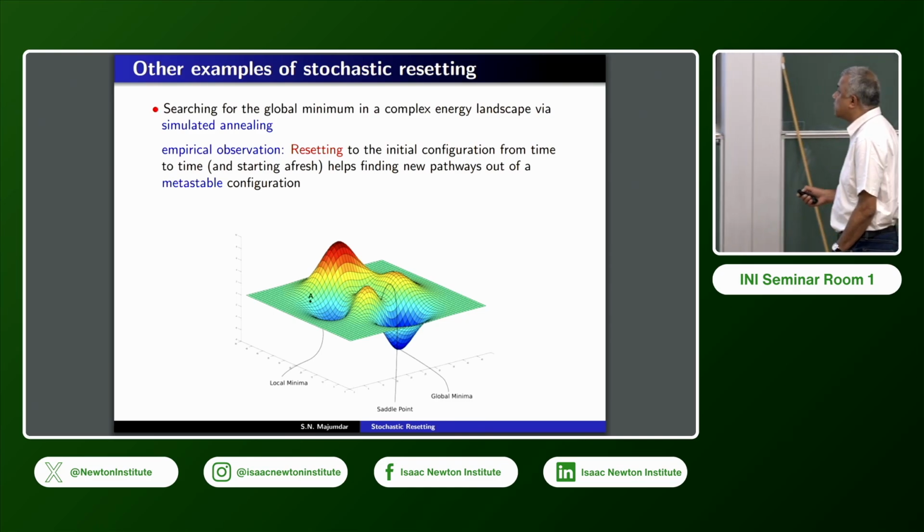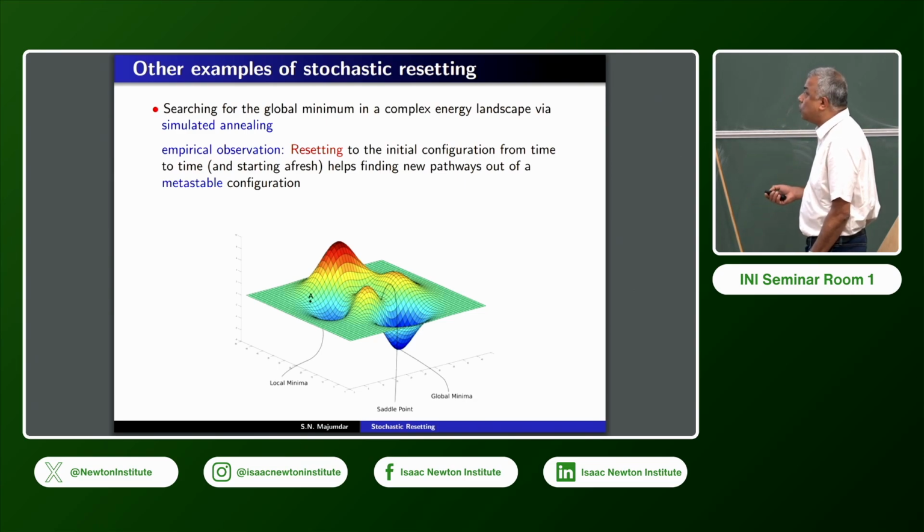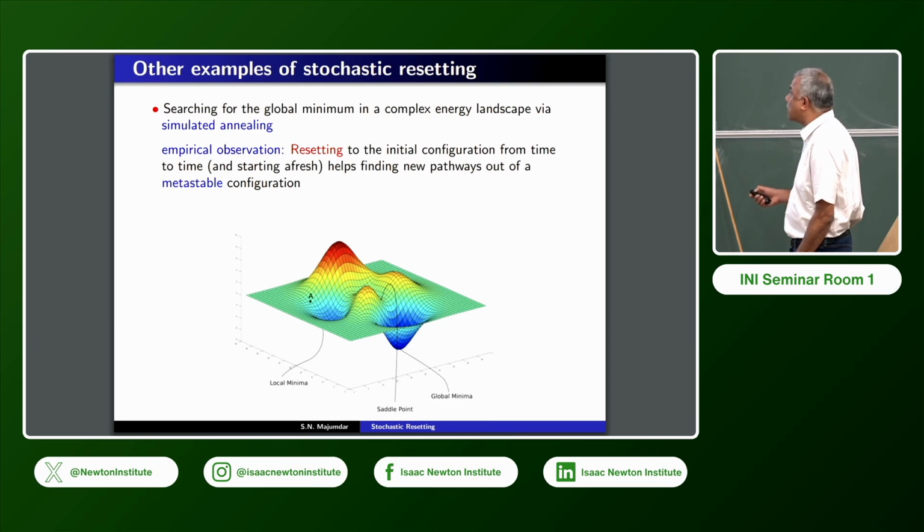But what happens is that typically you might get stuck in a metastable configuration for a very long time, okay? So what people empirically do is exactly that: when they are stuck, they just restart from the starting configuration. And again, the rationale is that if you start this new trajectory, you might explore a different pathway, and maybe you will reach the global minimum much faster, okay?